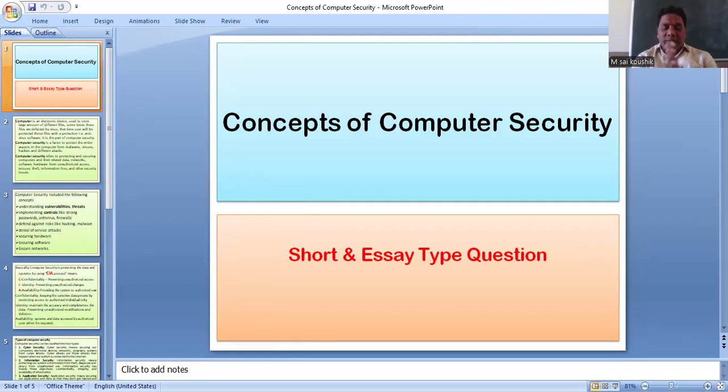Very interesting subject, network security. In the part of network security, today we're discussing the various concepts of computer security.